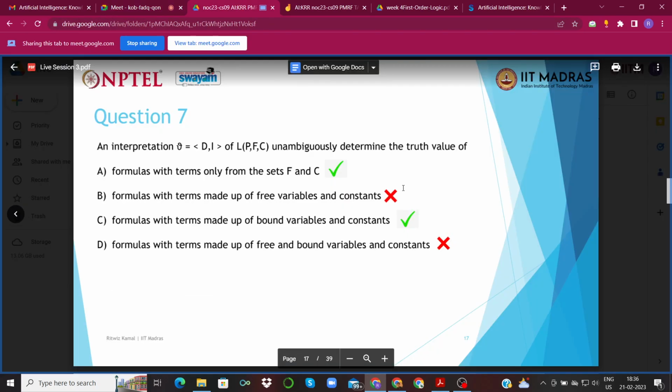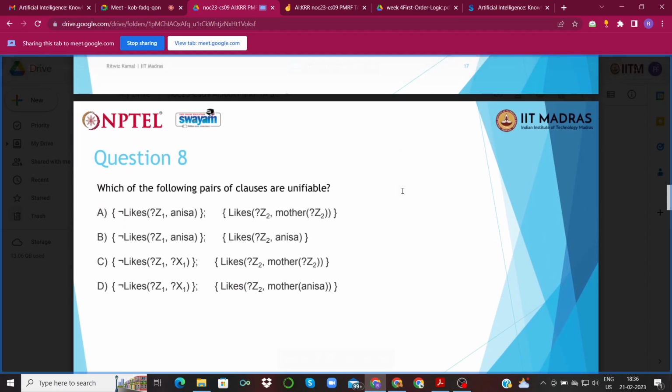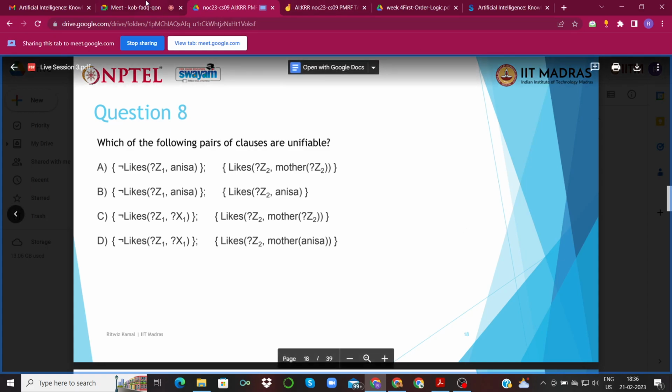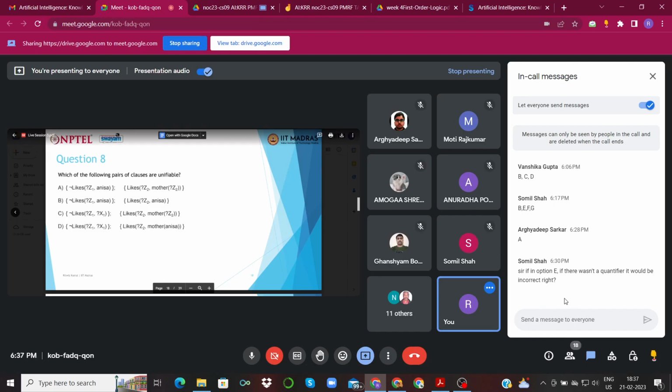Let's then move on to the next question, which is about unification. Okay. So we are given pairs of clauses. And we are asked which of the following pairs of clauses are unifiable. Okay. So what do you think about these options?